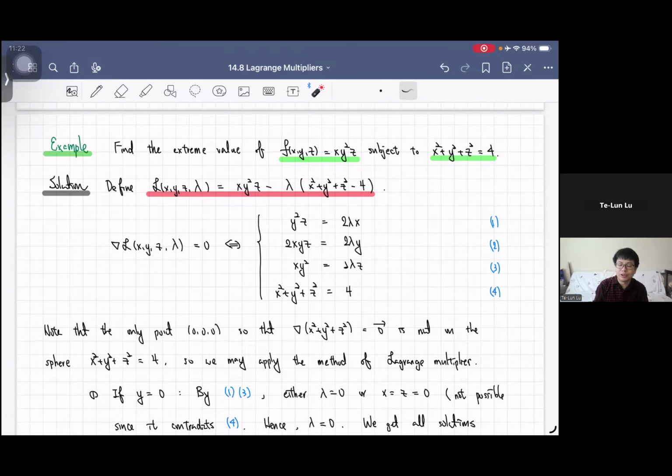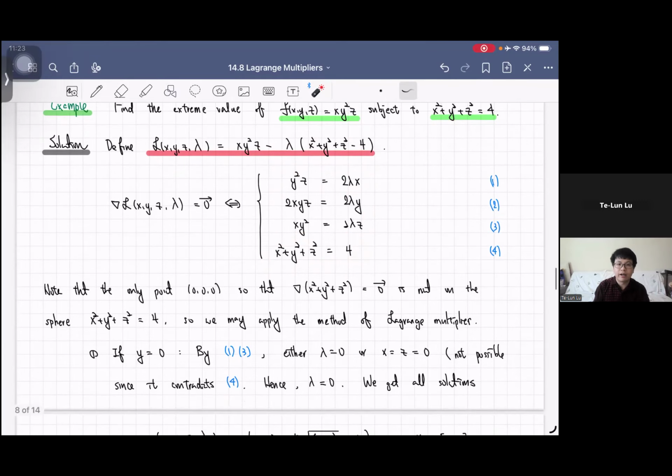Right, so we define the Lagrangian as I mentioned. This is the function xy squared z minus lambda, the additional Lagrange multiplier, times the constraint x squared plus y squared plus z squared minus 4. So we ought to solve for the gradient of the Lagrangian being 0, which is equivalent to the gradients being parallel and the constraint being satisfied. So you have y squared z being 2 lambda x, and all three coordinates give you these three equations.